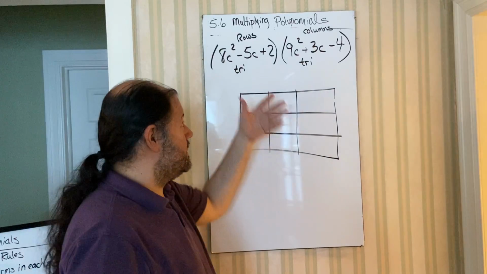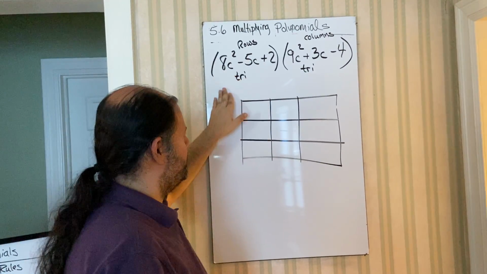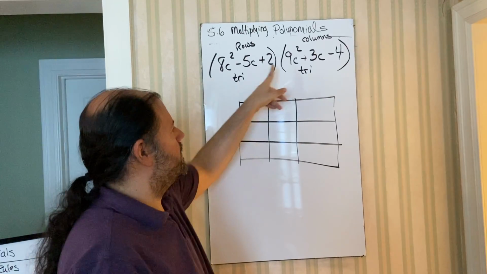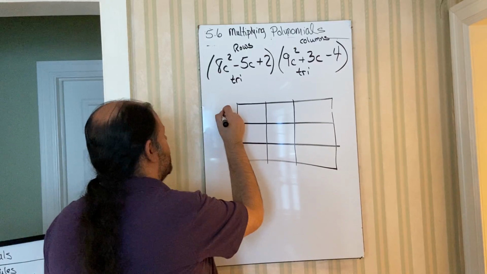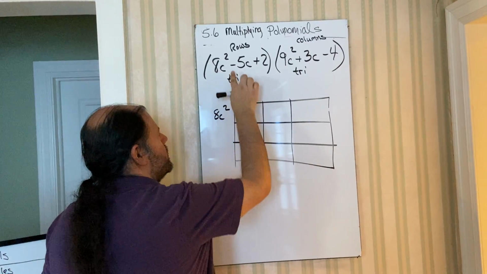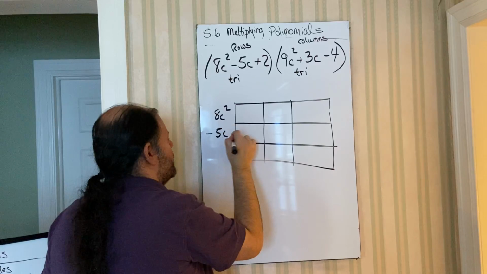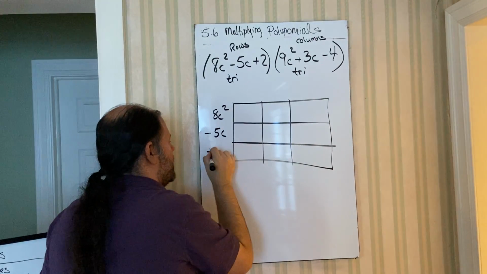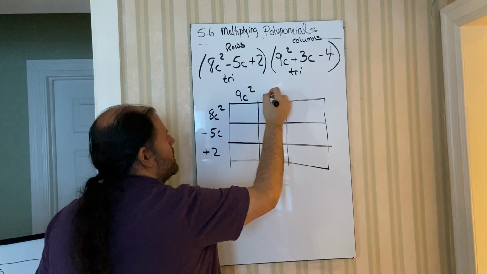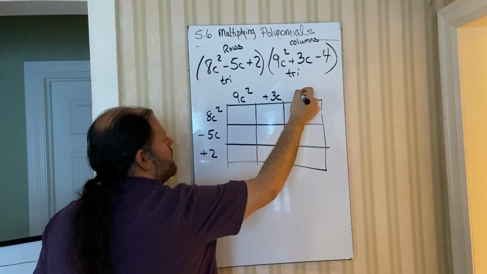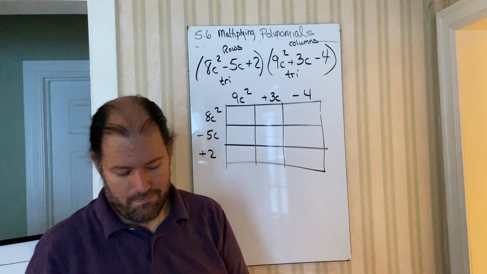Now let's place these guys on the outside edges. Because I called this rows, it's going to go here. Because I called this columns, I'm going to put it on top of my columns. When I write it out, make sure you include the sign. So make sure it's negative 5c, not just 5c. And then positive 2 here. And then here, 9c squared plus 3c minus 4. So it's all set up.